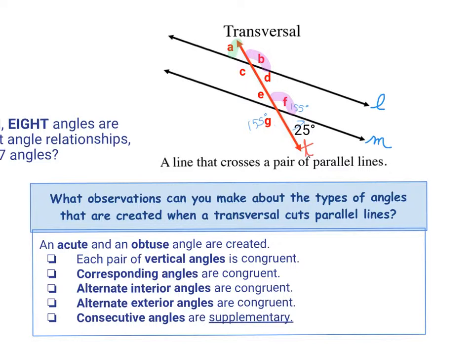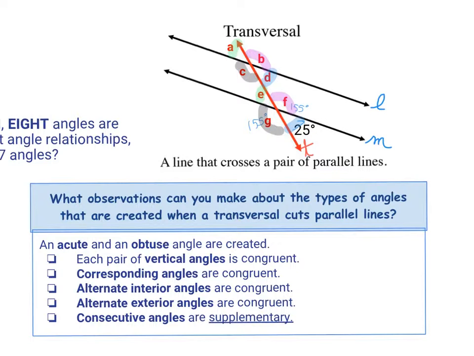Angle A is above and to the left. Angle E is also above and to the left. Angle C is below and to the left, as is angle G. And then lastly, you can look at angle D, which is below line L to the right of the transversal, and 25 degrees, which is below and to the right. So those are all congruent and corresponding.